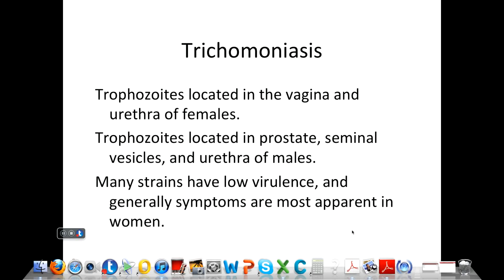The disease, known as trichomoniasis, occurs because of the replication of the trophozoites, typically in the vagina and urethra of women. Women are very much more likely to experience clinical symptoms than men. In men, trophozoites are located in the prostate gland, in the seminal vesicles, and in the urethra. And in terms of the epidemiology, the asymptomatic men are extremely important in keeping this infection going and passing it on to sexual partners.